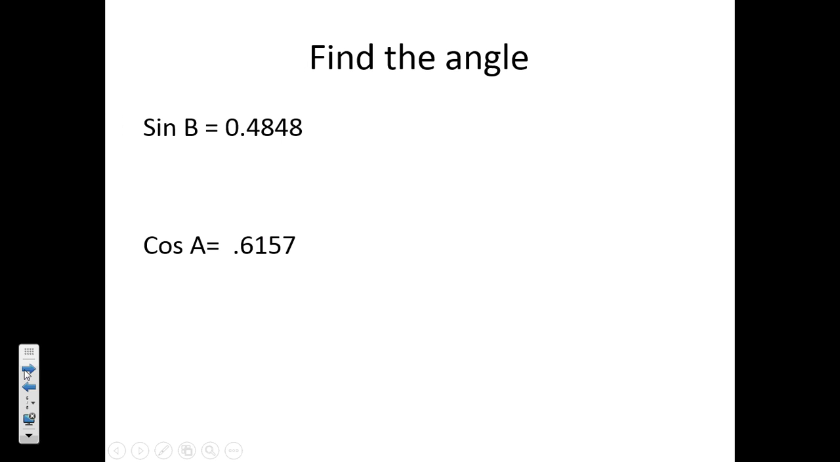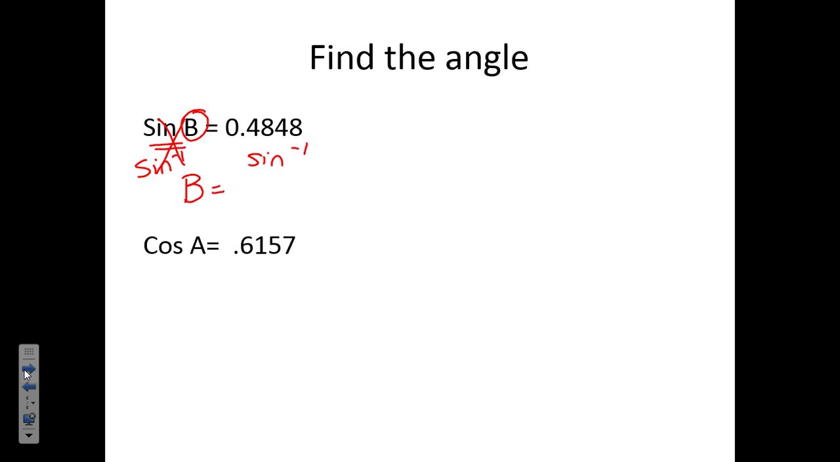So what if you don't even have a picture? What if you have something like this? Sine B equals 0.4848. So how would we find out what angle we're talking about here? Well, think about what ratio must be set up. It looks like we have a sine, and we want to isolate that to find out what angle B is. So we're just going to do inverse sine on both sides.